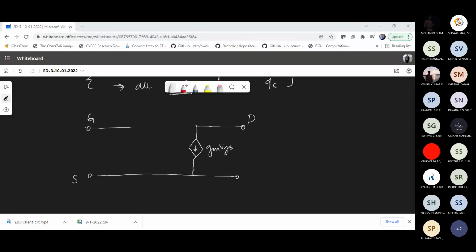2021 textbook. Shared. You already shared it. You can just go through it.